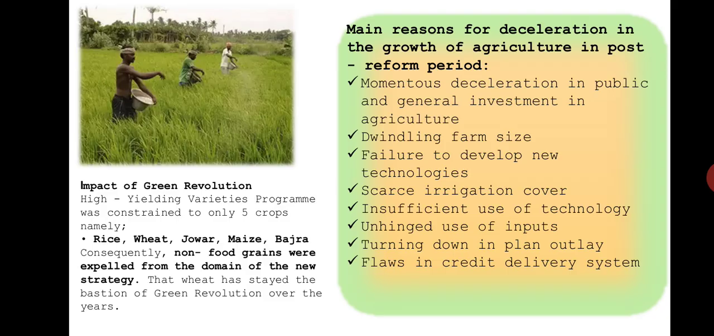But there are certain drawbacks of the green revolution. It is limited to certain crops, rice and wheat, and other crops are neglected. It also increases regional imbalance, regional inequality, and inequality of income among farmers. Only the rich farmer can avail the benefits of the green revolution. The small farmer is not able to take the benefits because of lack of capital. And it also increases environmental pollution because of the use of chemical fertilizers.